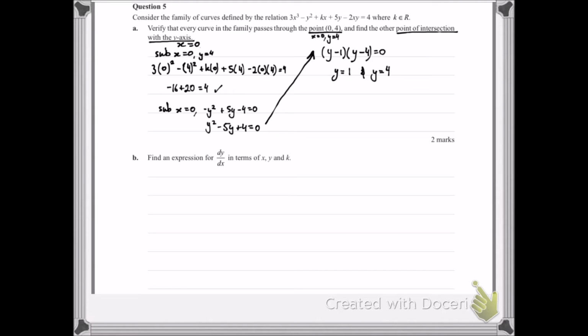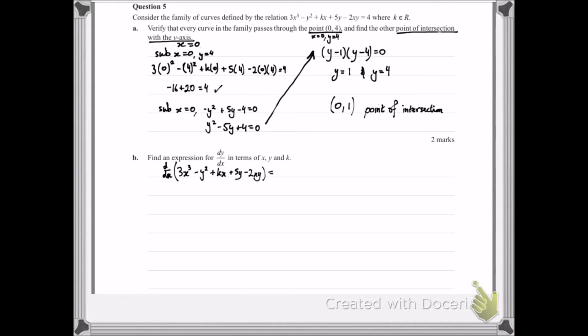Factorize, find the two factors, the two double brackets that multiply. Okay, and there's a solution for y. So these are the y values when x is 0. So the one value that's already given to us is 0, 4. Well, that's this solution. So the other point of intersection with the y-axis has to be this one, when y is 1. There it is.